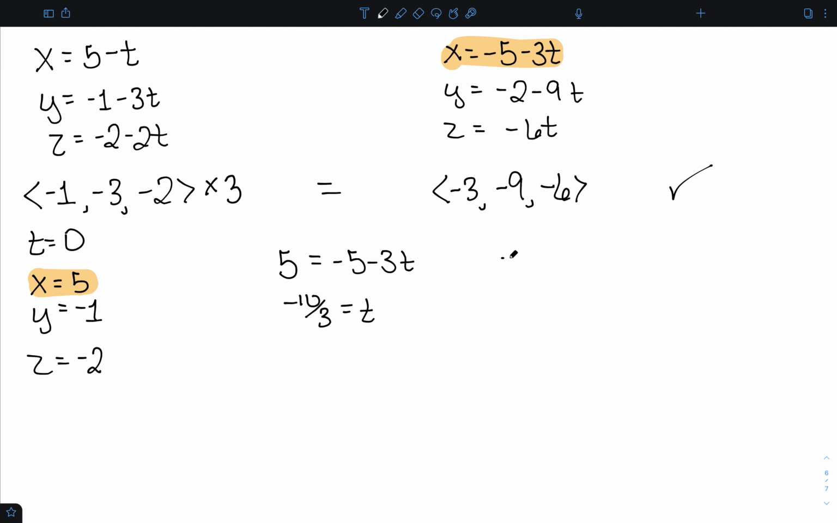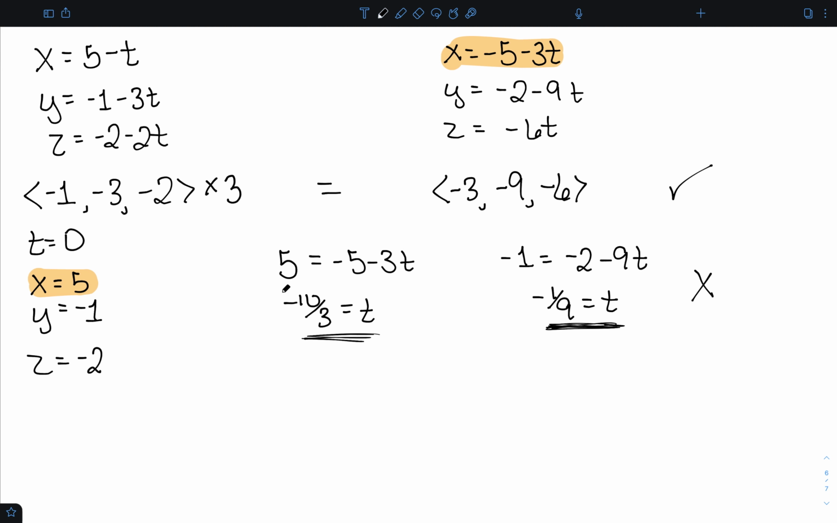For my y's, I have negative 1 from my point sticking in 0, and from my equation for the second line, negative 2 minus 9t. And when I solve this, I get negative 1 over 9. And I can stop there and say that this point is not on this line since I got two different values of t. In order for them to share a point, I need to get the same value of t for each one of my equations. I don't even need to check z here because I know that this point is not on the second line.